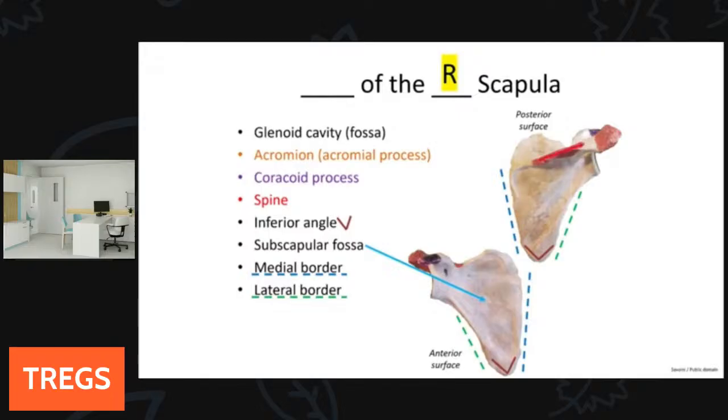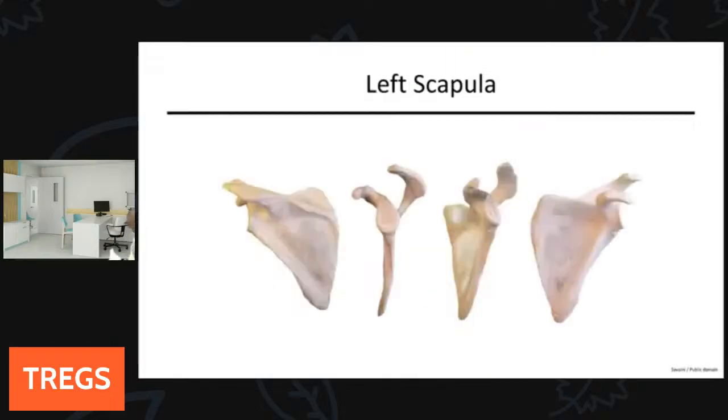The spine of the scapula, of the right scapula in this case, is the handle that we referred to earlier. Then we have the inferior angle, the bottom pointy portion, as well as the medial and lateral borders indicated in blue and in green. And then finally is the subscapular fossa, which is the smooth surface that presses against the torso, just posterior to the ribs. Here are some images of the left scapula.